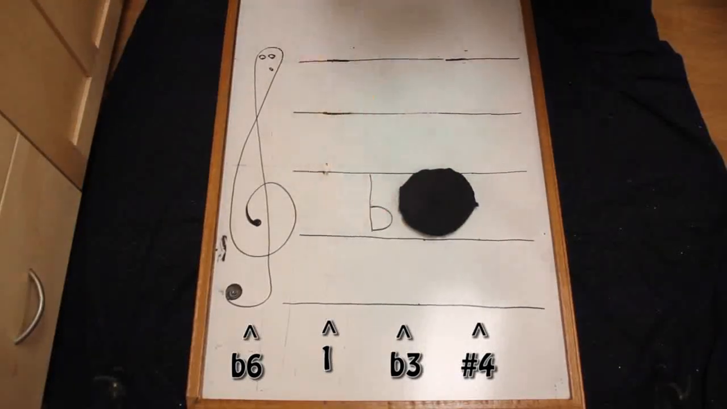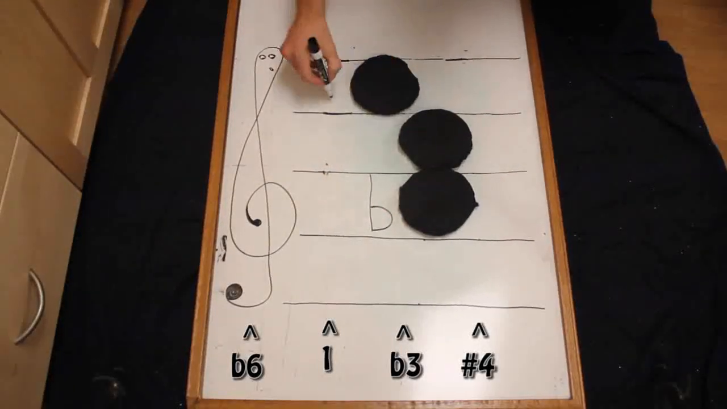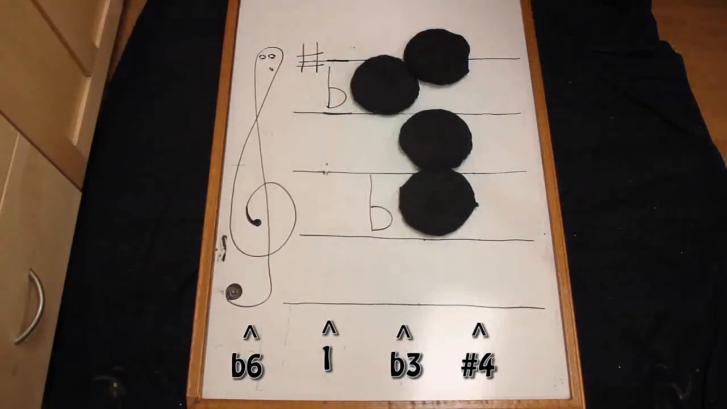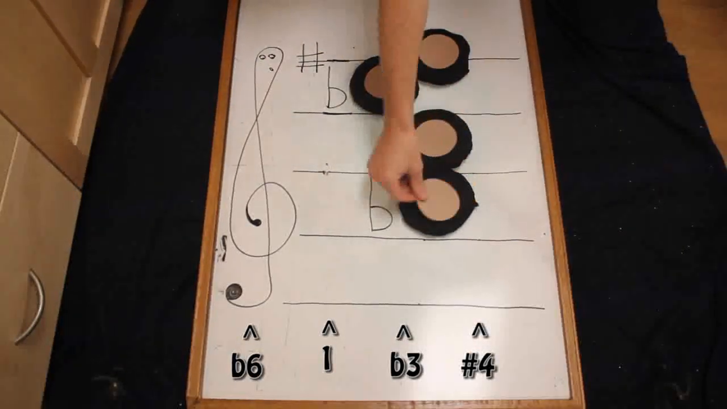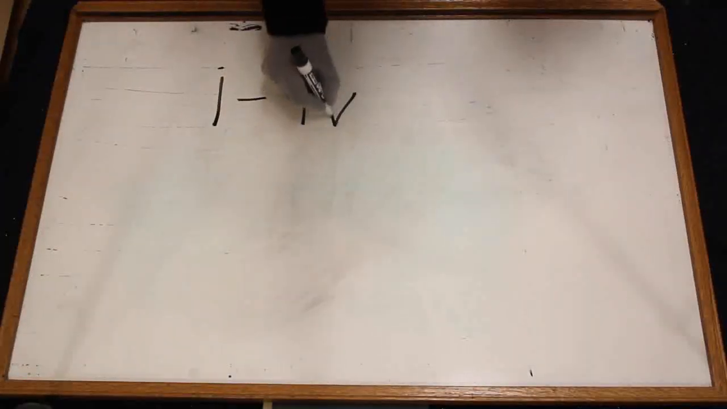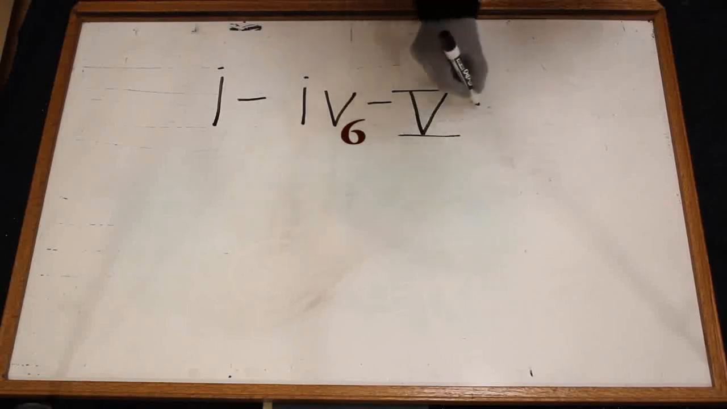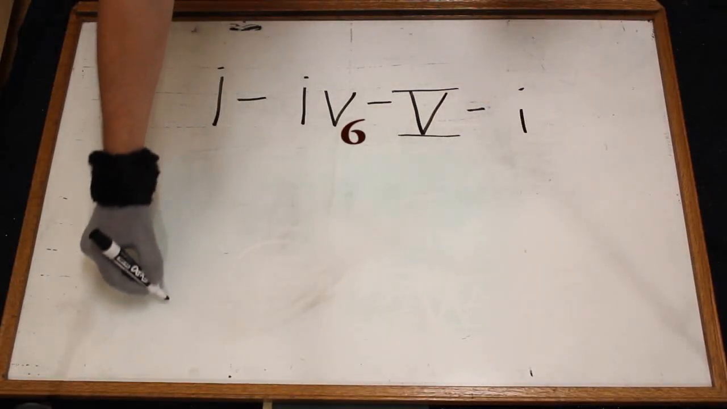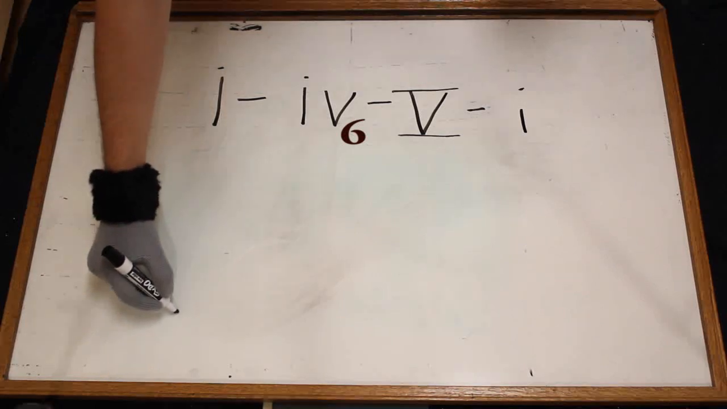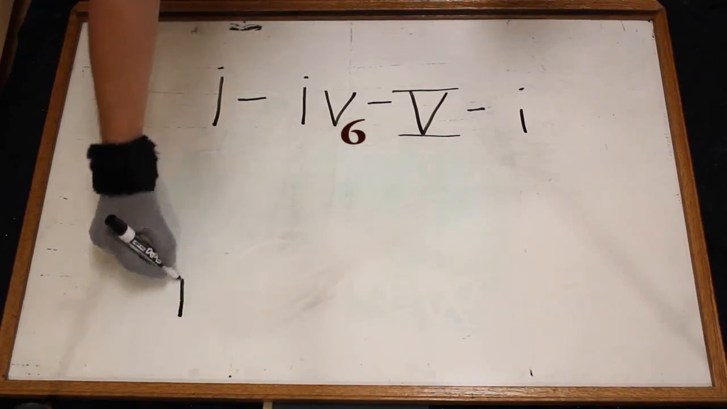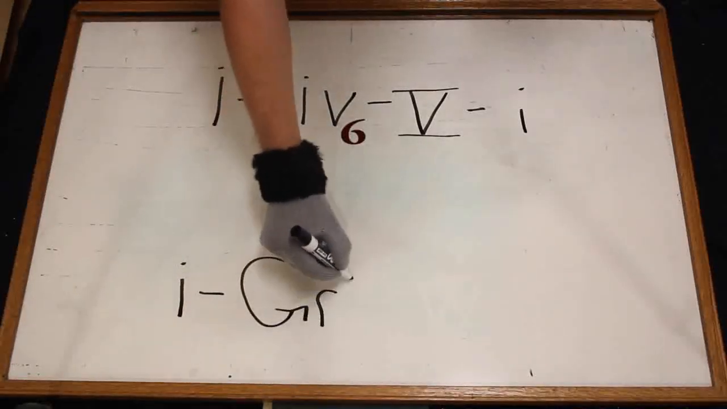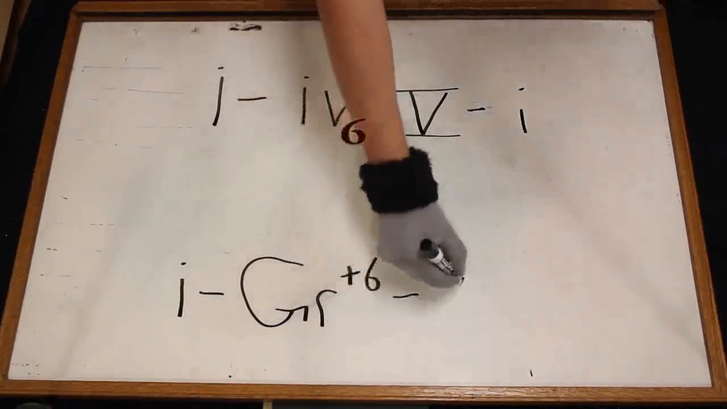A flat, C, E flat, F sharp. This is a typical chord progression for a minor key. Let's use C minor: 1, 4, 6, 5, 1. This is the chord progression with a German augmented 6th chord: 1, German augmented 6th, 5, 6, 4, 1.